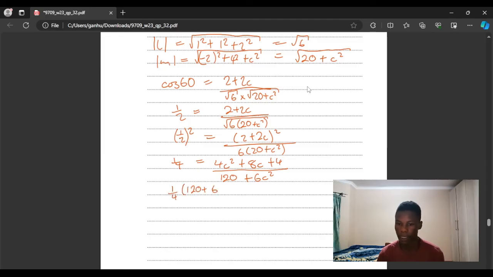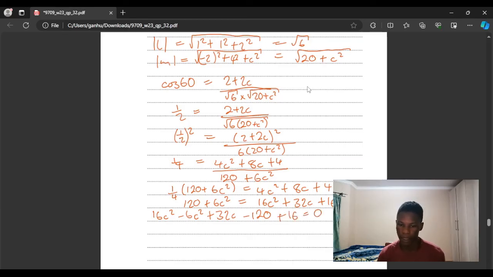times 120 plus 6c squared is equal to 4c squared plus 8c plus 4. Multiply both sides by 4 to get rid of the quarter, so that's 120 plus 6c squared is equal to 16c squared plus 32c plus 16. Put all the terms on one side, 16c squared minus 6c squared plus 32c minus 120 plus 16 is equal to 0.